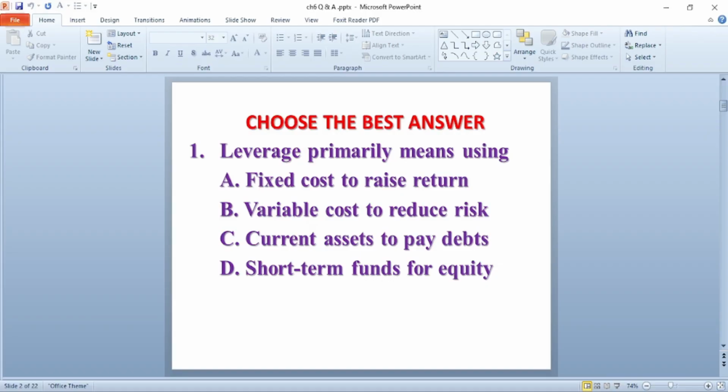Question 1. Leverage primarily means using dash. A, a fixed cost to raise return. B, variable cost to reduce risk. C, current asset to pay debt. D, short-term fund for equity. The answer is A. Fixed cost to raise return.